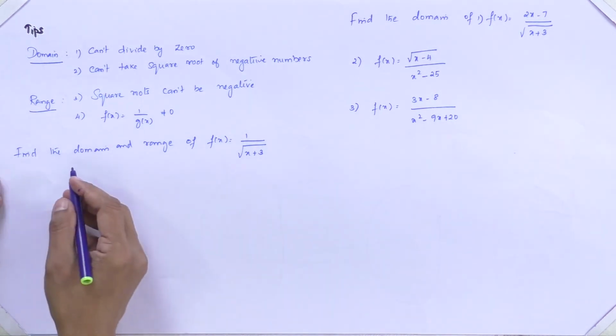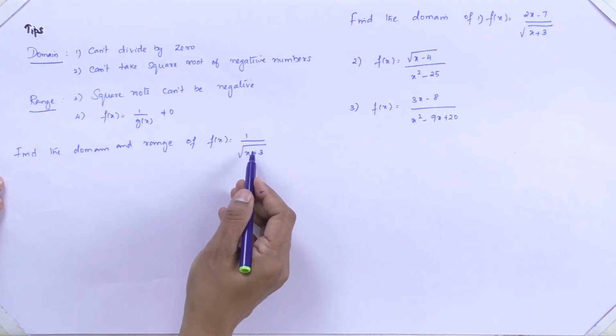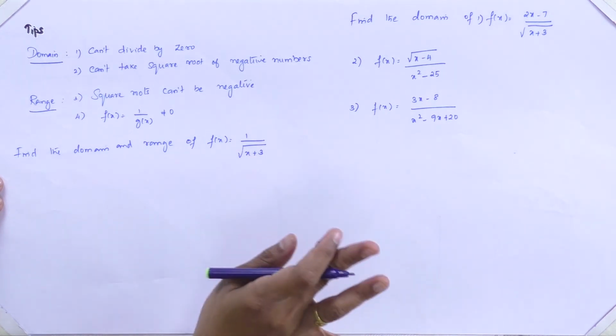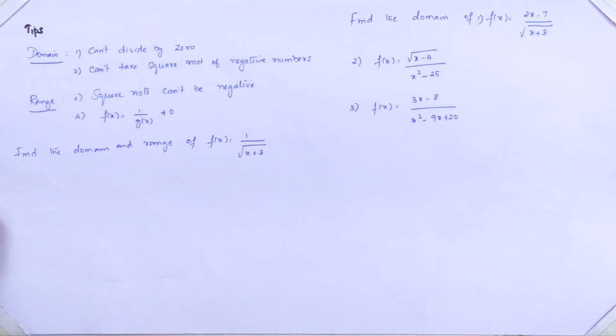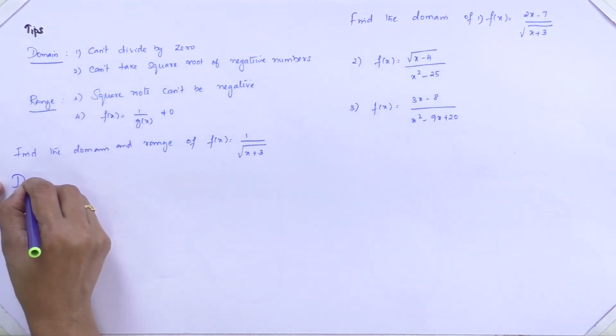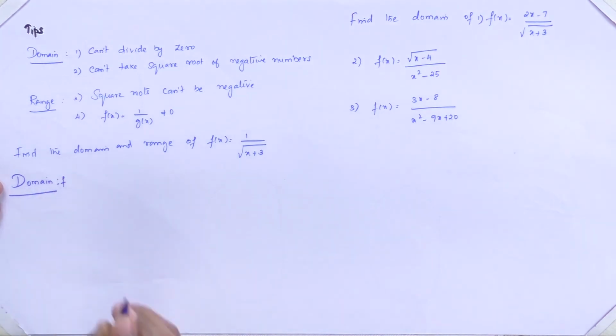So, coming to the problem: find the domain and range of the function f of x is equal to 1 by square root of x plus 3. Now we will find out the range and domain of this function. First, let us find out what is the domain of this function f, domain of f.